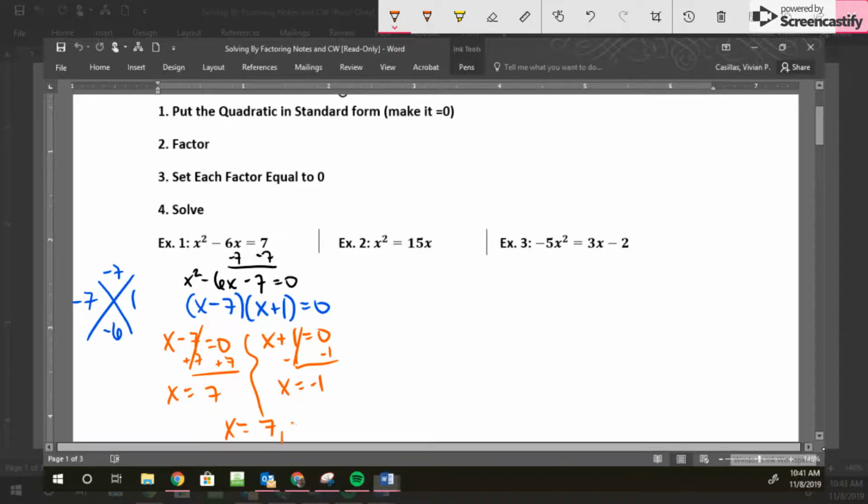You could just combine it together using a comma, 7 and negative 1. You can write negative 1 first or the 7. It does not matter. For the second problem, it is not in standard form. So the first step is to make sure that it equals 0. Subtract 15x from both sides. And I can't combine those. So it's x squared minus 15x equals 0.